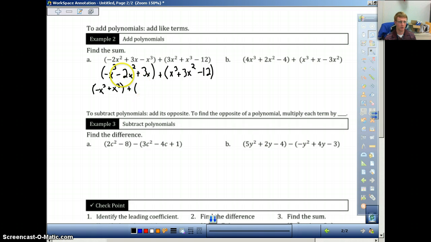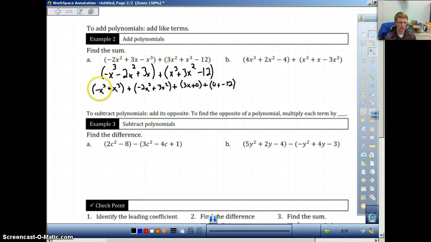Always put a plus in between. And then we have negative 2x squared plus 3x squared, plus, and then 3x, then we have 3x plus, there is no 3x over here, so it's just 3x plus 0. And then over here we have no constant, so it's 0 plus a negative 12.